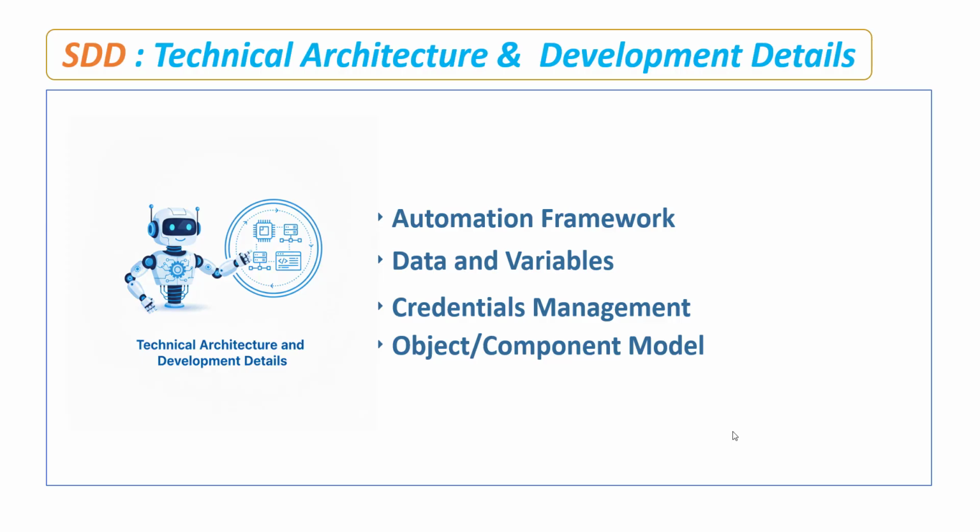Under this section, we are having subsections such as Automation Framework, Data and Variables, Credentials Management, and Object or Component Model. Under Automation Framework, which is the specification of the chosen RPA framework. For example, you may have chosen UiPath REFramework or Blue Prism or Automation Anywhere or Microsoft Power Automate. And also it will give the implementation logic under the automation framework.